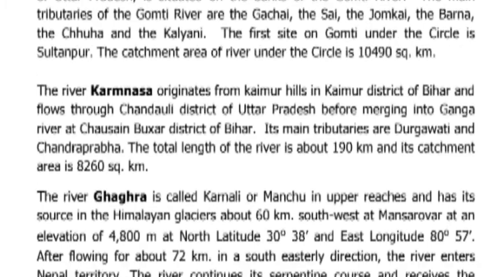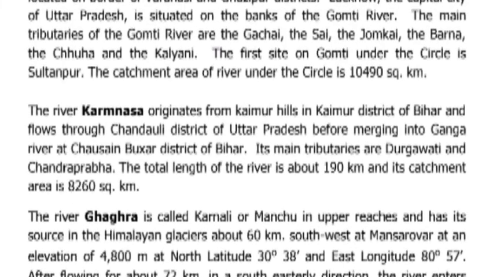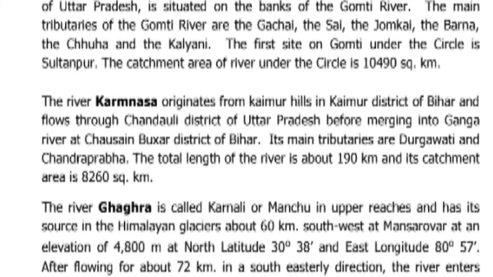Located on the border of Varanasi and Ghazipur districts, Lucknow, the capital city of Uttar Pradesh, is situated on the banks of the Gomti River. The main tributaries of the Gomti River are the Sai, the Kathna, the Bhainsi, the Chuha and the Kalyani. The first site on Gomti under the circle is Sultanpur. The catchment area of the river under the circle is 10,490 square kilometers.